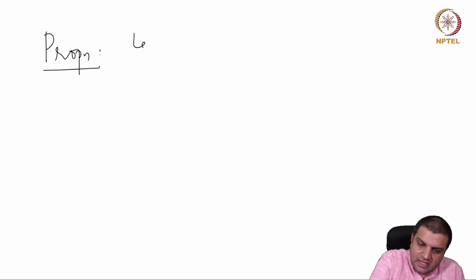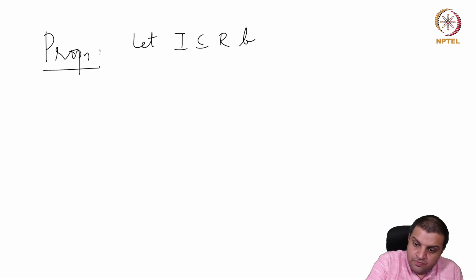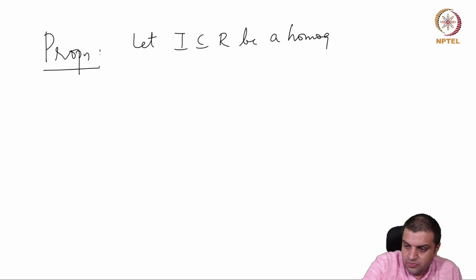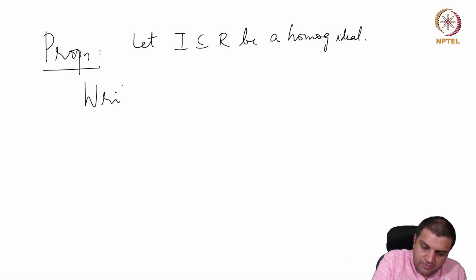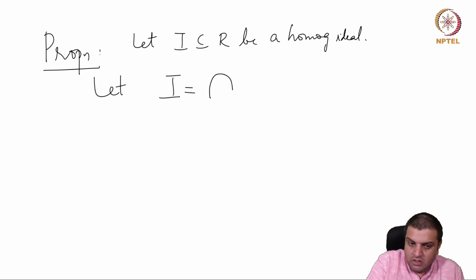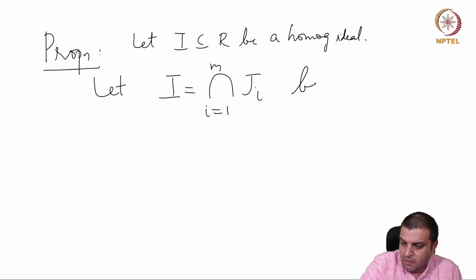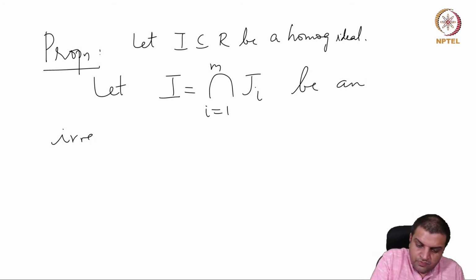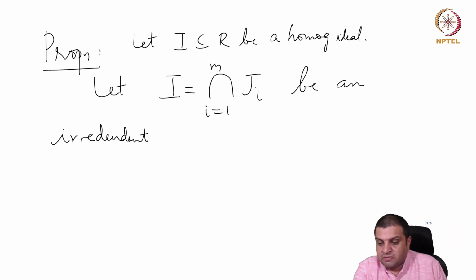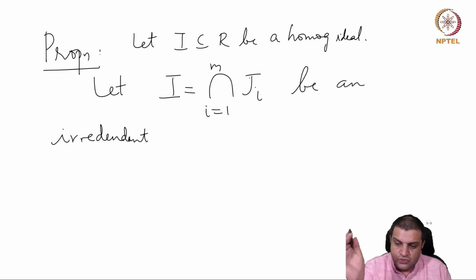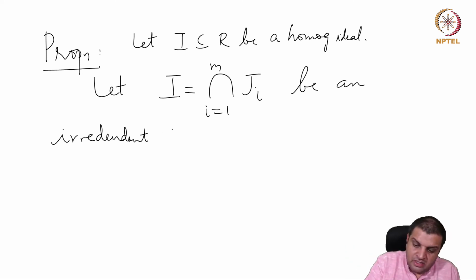Okay. So now let I be a homogeneous ideal. Write its primary decomposition, irredundant. So let I be the intersection of some J_i, i goes from 1 through m, an irredundant decomposition, meaning the radicals of the J_i's are pairwise distinct primes. There are not two different J_i's with the same associated prime. Irredundant primary decomposition.